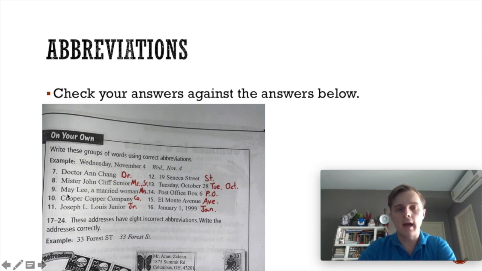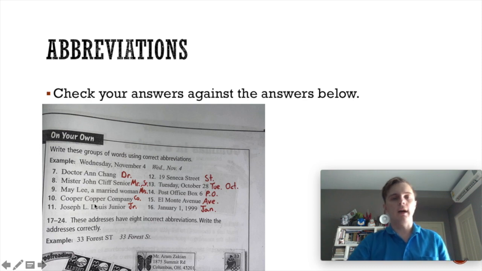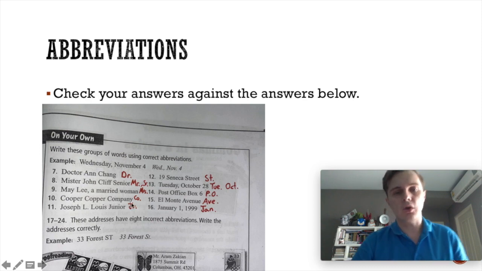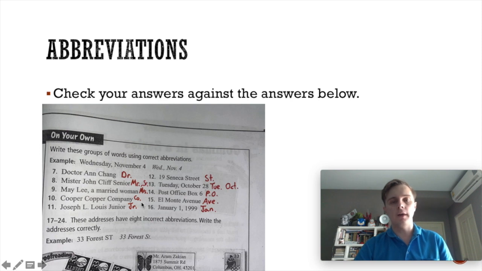Number 9, Mei Lee is a married woman, so we need Mrs., MRS period. Number 10, Cooper Copper Company. We change company to CO period. Number 11, Joseph L. Lewis Jr. Change junior to JR period. Number 12, 19 Seneca Street. Change street to ST period.